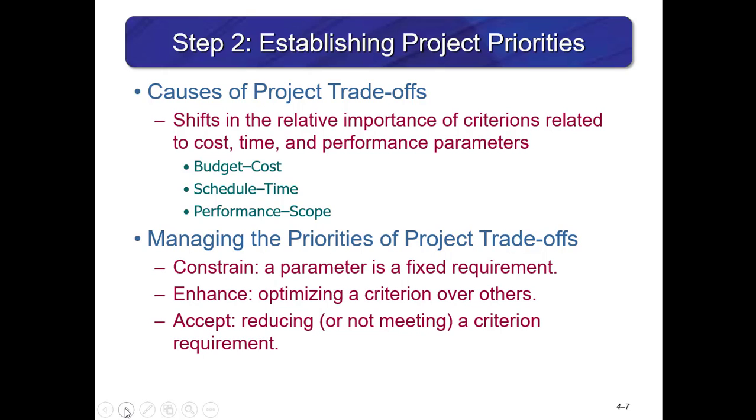So here are the examples of how to manage priorities. You can constrain, you can set a parameter as a fixed requirement, you can enhance, you can optimize a certain criterion over others, or you can accept, reduce, or not meet a criterion or requirement.